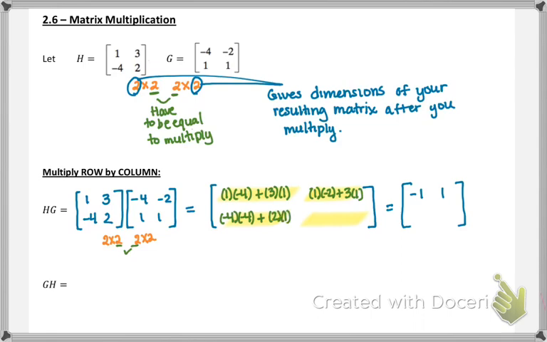Simplifying that, that's going to be 16 plus 2 is going to give us 18. And then last element, the location of that is in the second row, second column. So in order to get that, we're going to multiply the second row by the second column. So that's negative 4 times negative 2 plus 2 times 1.